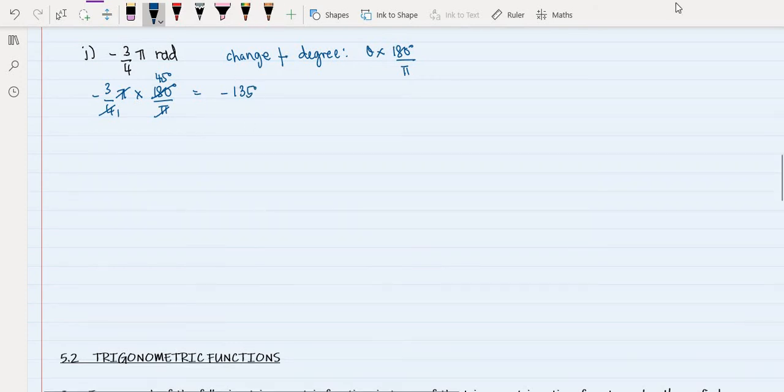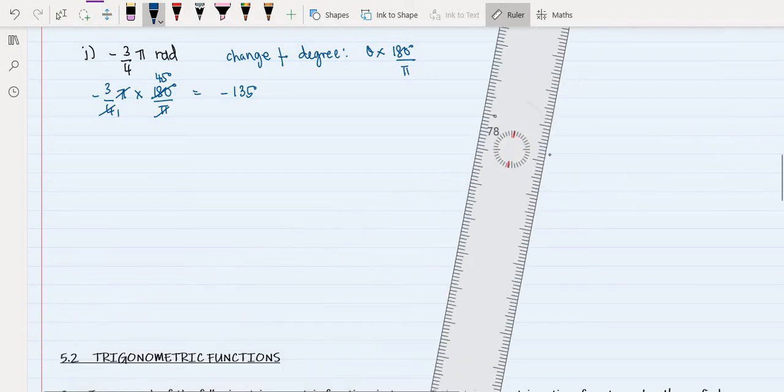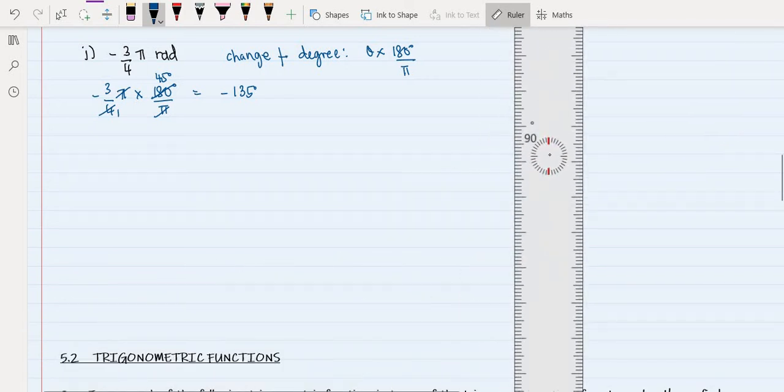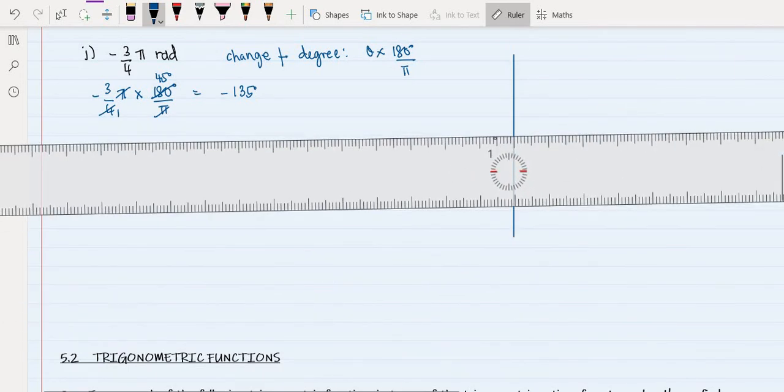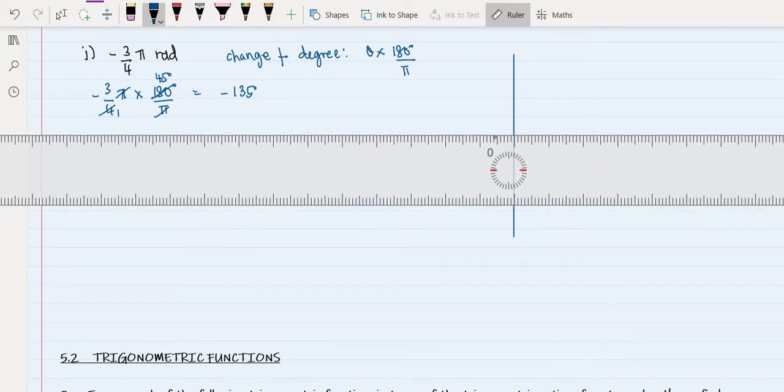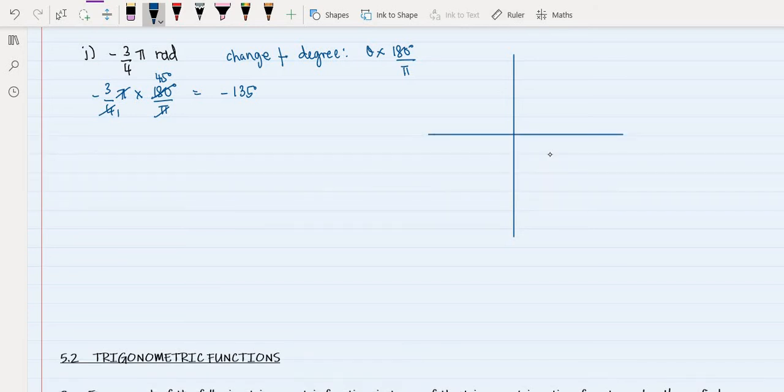And since this one is less than 1 rotation, and we know one full rotation is 360 degrees, we can just immediately draw our quadrants, and our angle will be in the third quadrant. Okay, so here is still my initial side, and my 0 degrees starts there. I'm going to go in clockwise direction, so negative 90 degrees, negative 180 degrees, negative 270 degrees, negative 360 degrees.